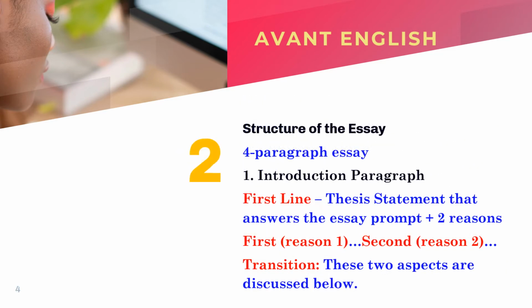The typical IELTS essay has 4 paragraphs. Your first paragraph is the introduction paragraph. The first line should be your thesis statement that answers the essay prompt plus 2 reasons. In sentence number 2, give the first reason. In sentence number 3, give us the second reason.